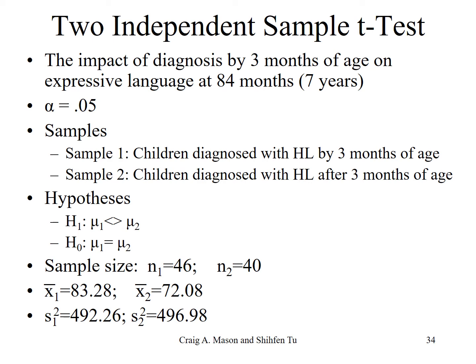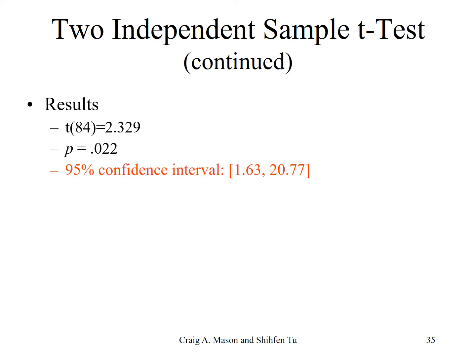Here's where we left off earlier. We've clearly stated the purpose of the study, what our samples and hypotheses are, and the key information from each sample, the N, the mean, and the variance. Now for the results. We obtained a t-score with 84 degrees of freedom equal to 2.329. Based on a two-tailed hypothesis, our p-value was 0.022, and the 95% confidence interval for the difference between the two populations was 1.63 age equivalent months up to 20.77 age equivalent months.